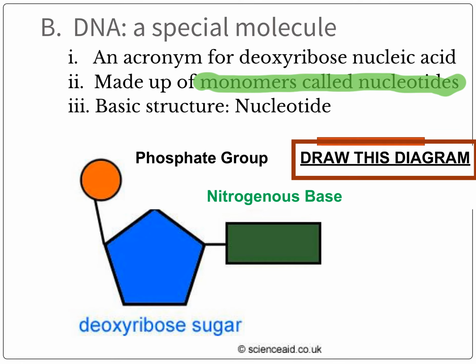But just looking at the single building block, the monomer, a nucleotide is composed of three main parts. You have a phosphate group, which is that circle, a deoxyribose sugar, that's where the D in DNA comes from, and then it has a nitrogenous base, that rectangle.